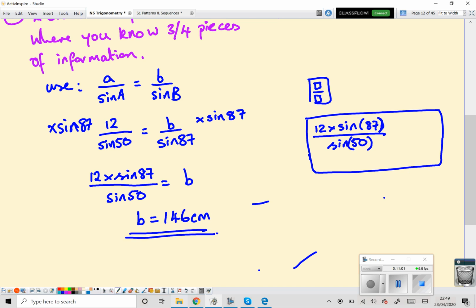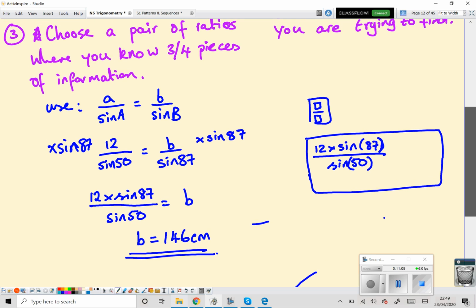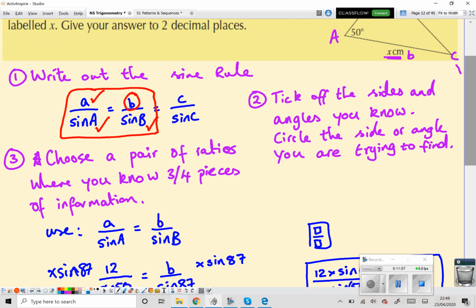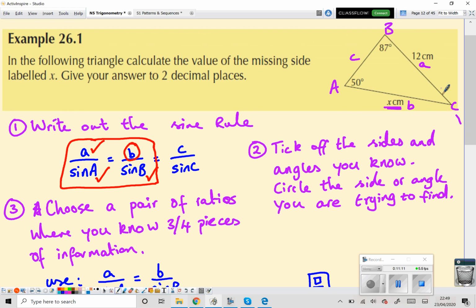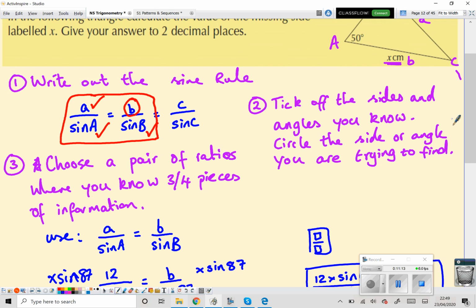Okay, right. So quick recap then. Write out the sine rule. If your triangle's not labelled, label it up yourself. Okay, write out the sine rule. Tick off the sides and angles that you know, and circle the side or angle that you're trying to find. Choose a pair of ratios where you know 3 of the 4 pieces of information.